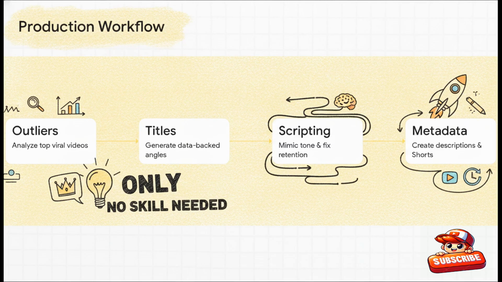First, the protocol found 18 outlier videos on the specific topic. Then, the system analyzed why they went viral and identified winning psychological patterns. For example, it noticed the most successful videos always used the word "only" in the title, and they all pushed a "no skill needed" angle to make the content feel super accessible to beginners. Claude then leverages these proven patterns to generate customized titles, scripts, and metadata for you.